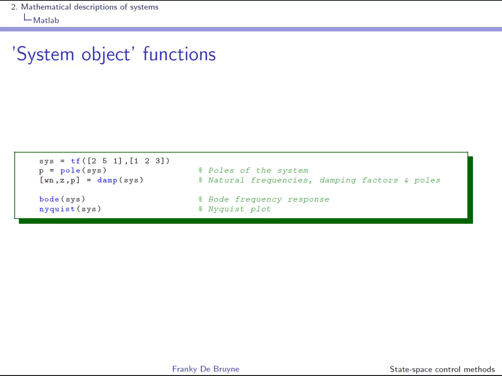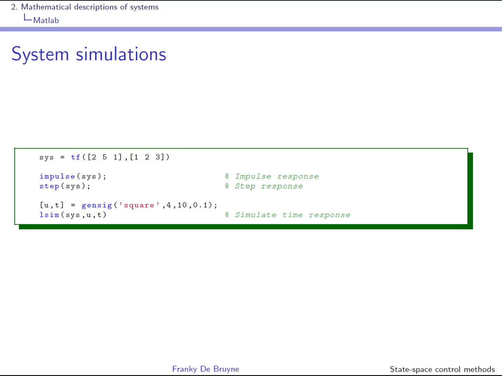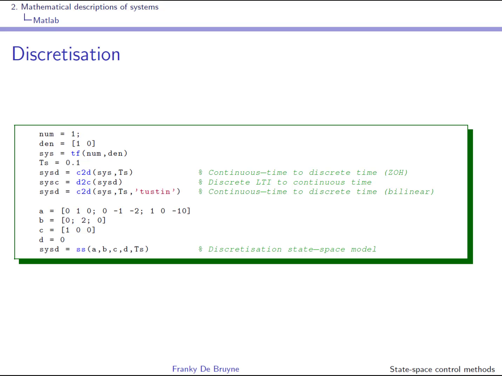Well, you can do frequency responses, simulations, impulse and step simulations, or simulations to any type of input signal, and of course you can do discretization, and the command c2d is a very important command. If you use simply c2d, you'll use the correct way of doing the discretization using the ZOH method that we've introduced in the course.